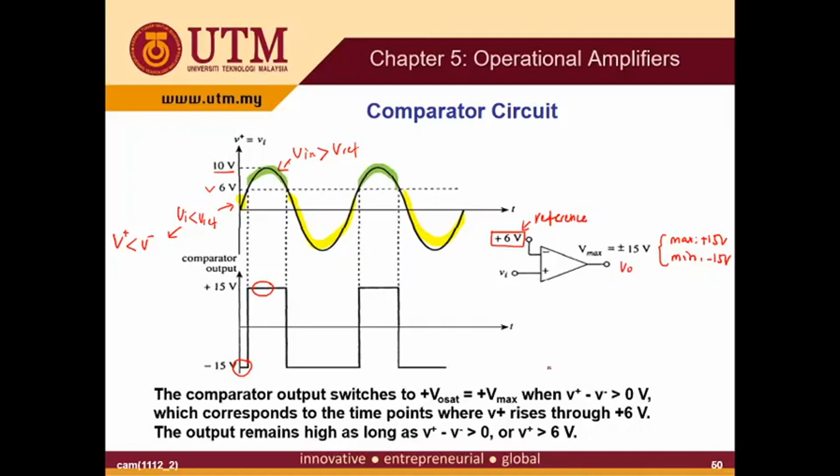From this example, you should notice that the output of this type of op-amp is either plus 15 volt or minus 15 volt. So this is a square wave. The output of a comparator, or in general the nonlinear application of op-amp, is a square wave. Please remember that so that you can differentiate between the linear application and nonlinear application.